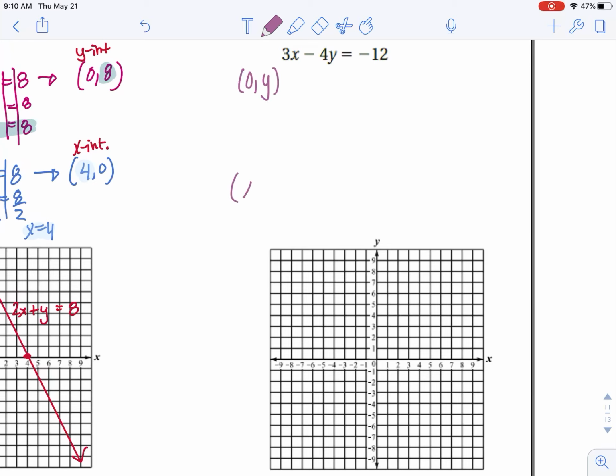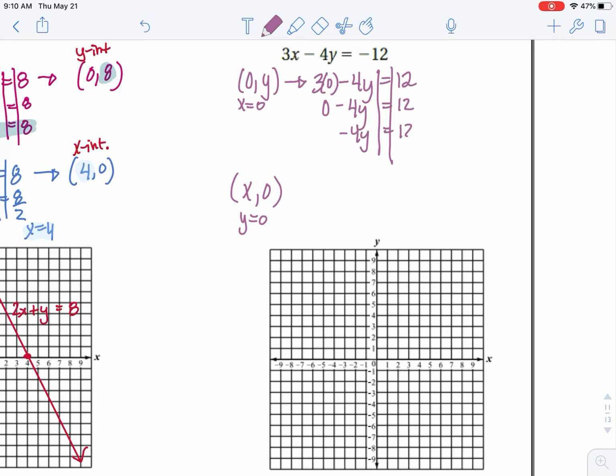So I know I want (0, y) and (x, 0). This is where x equals 0, and this is where y equals 0. So I have 3x minus 4y equals 12. But I know that x equals 0 here, so I'm going to erase and insert 0. So 0 minus 4y equals 12, so minus 4y equals 12. Do not lose that negative sign. Divide by negative 4, divide by negative 4. I get y equals negative 3. So my point is (0, -3). That is my y-intercept.